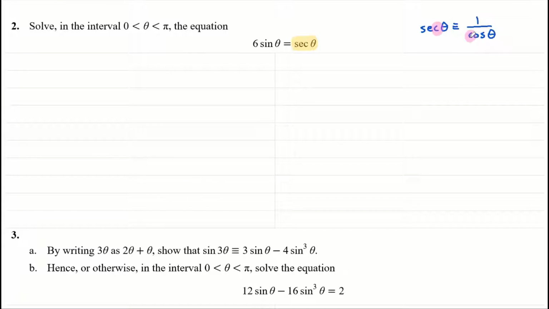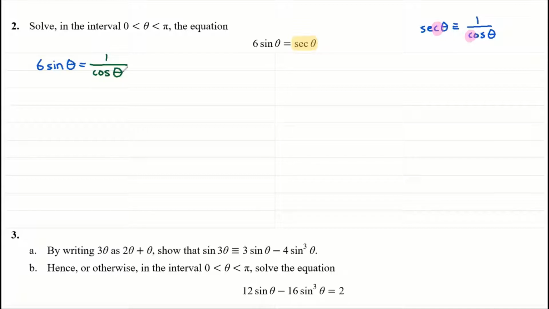So let's first of all rewrite our equation. So I'm going to use my space carefully. So we have 6 sine theta is equal to, notice it's equal, it's not an identity, 1 over cos theta.